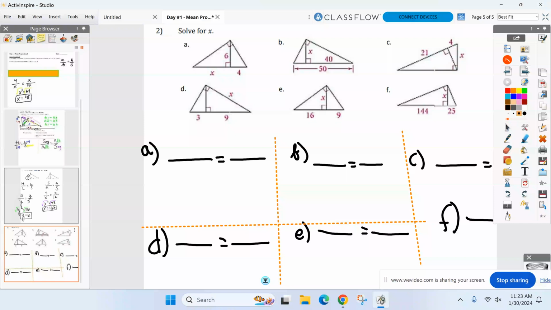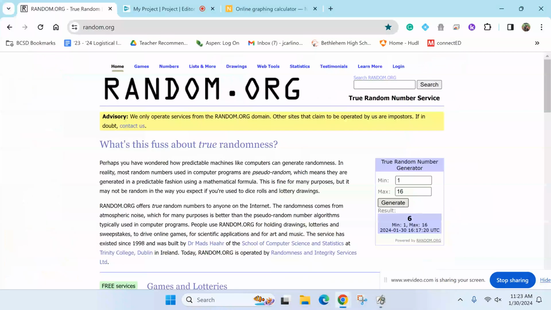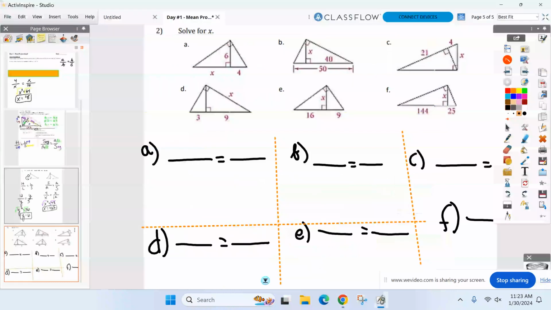All right, so here we go. A. Ooh. Ian, start us off. What do you got for your proportion? X over 6 equals 6 over 4. Good. That was a SAS problem. Good job. And then we got X equal to 9. Yes. All right, good start.